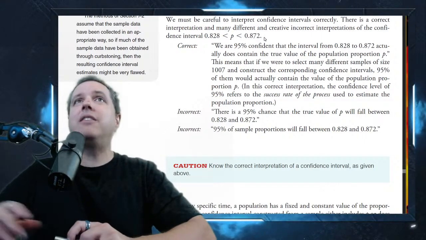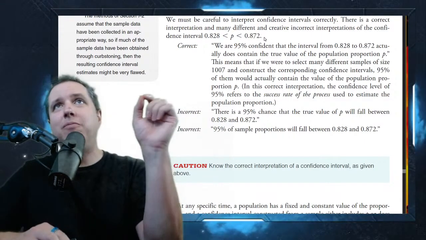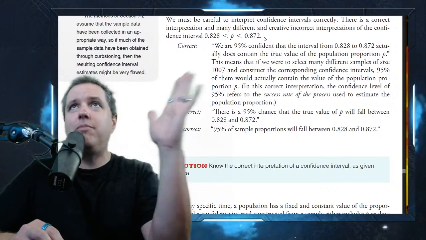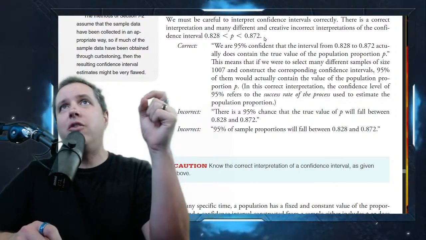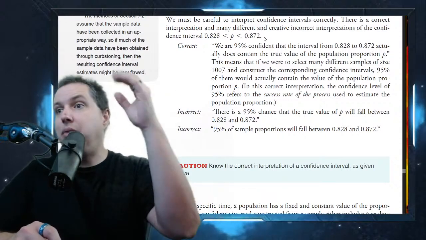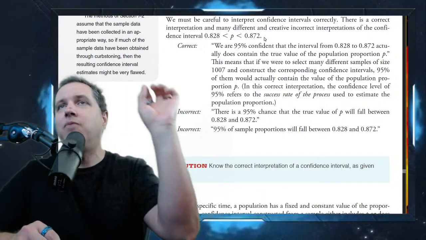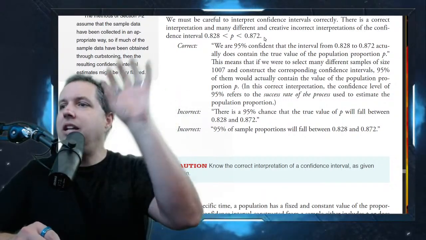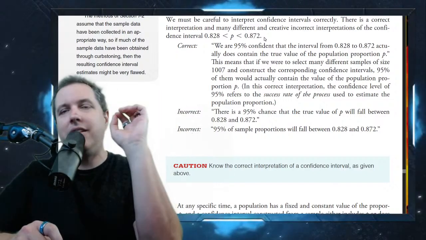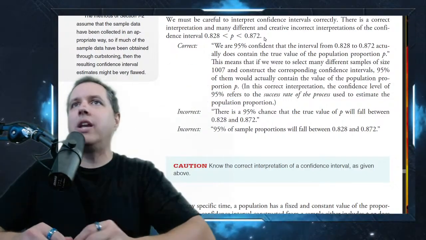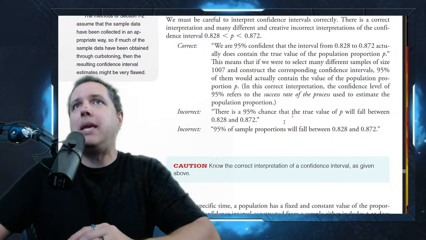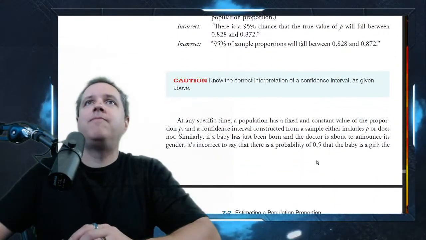So get used to that statement. We are 95% confident that the interval from A to B actually does contain the true value of population proportion P, whatever your proportion is. Don't write population proportion P. Insert the information from your problem, like I just gave the example of vaccine mandates. Whatever it is. And we'll talk about means when we get to that.